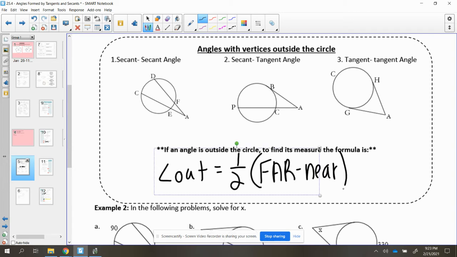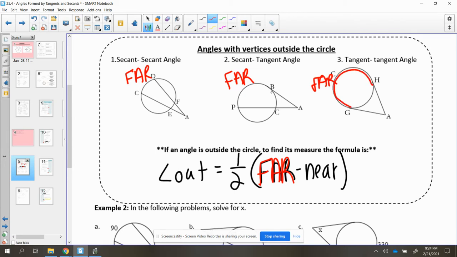Okay, so the angle outside of the circle: angle outside equals 1/2 of far arc minus near arc. Okay? And again, each time we're going to want to label this. When we talk about the far arc, it's the arc that's farther away from the angle. So in this case, this would be our far arc, far arc, and far arc. And our far arc is always going to be bigger than the near arc. Okay? And the near arc in each of these would be here, here, and here.